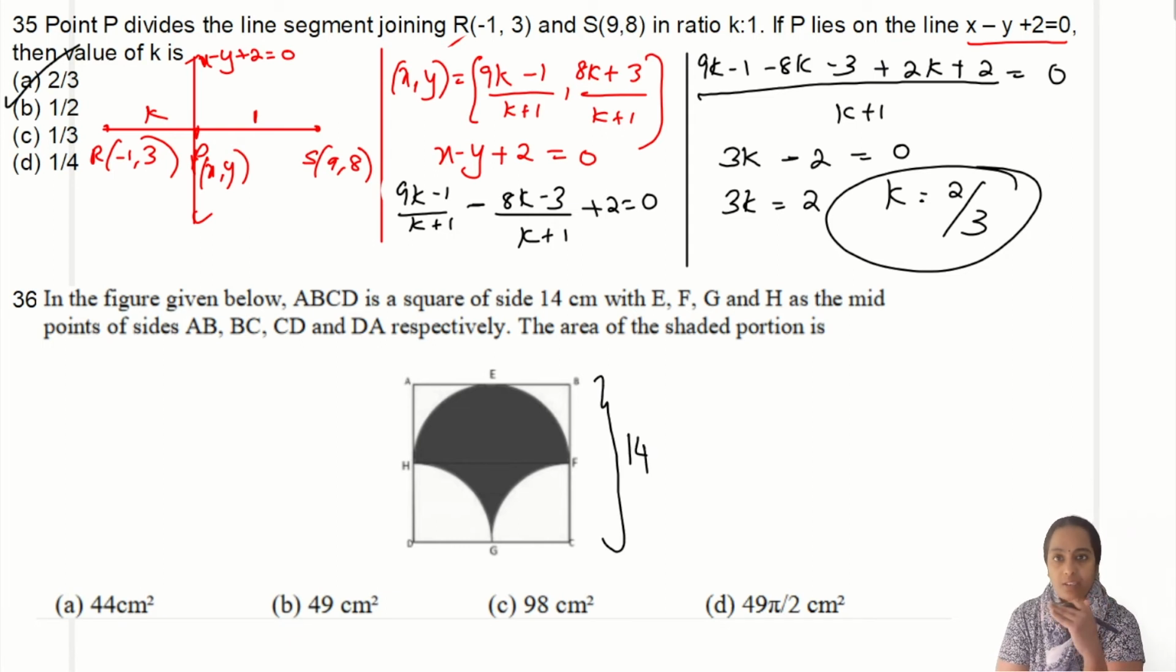And the square is actually divided into 2. Look at that line HF. It's dividing into 2. So I repeat again. In the figure, ABCD is a square of side 14 centimeters with E, F, G, H as the midpoints of the respective sides. Find the area of the shaded portion.